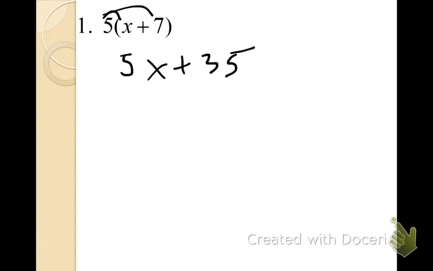No equal sign, so I'm not trying to solve anything. That's all we need. Now, can you take 5x and add 35 to it? 5x plus 35. Can you add those two together? No. They're not like terms. They don't have the same thing. And so I can't combine these two here.